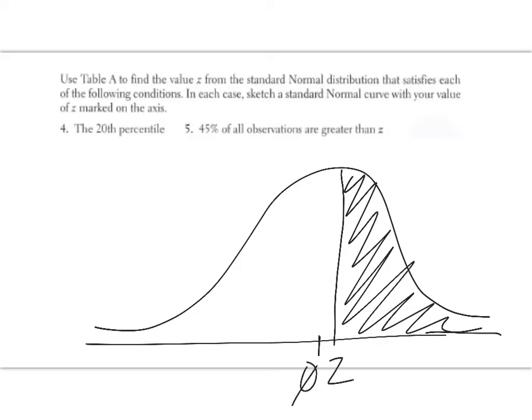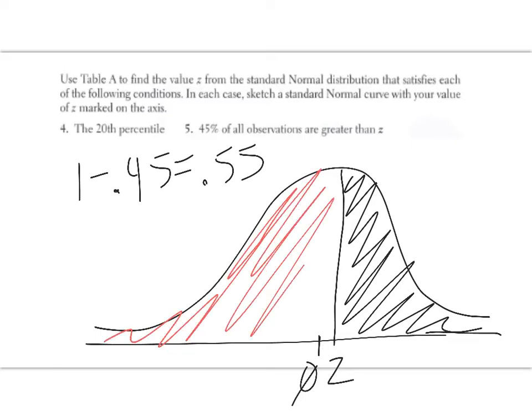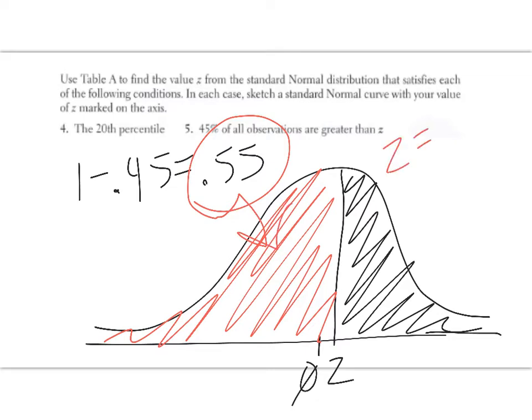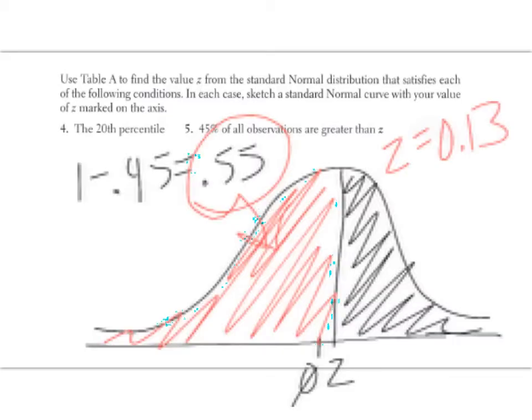Okay, and I want to know what this z-score here is. So basically what I need to do first is 1 minus 0.45, which gives me an area of 0.55. I needed that because I need my area to the left, right? My table only shows me what's to the left, so when I find 0.55 to the left, that gives me a z-score of 0.13, which will also have 45% of the points be higher than it.